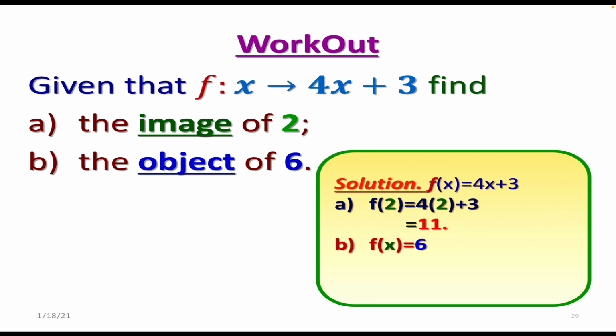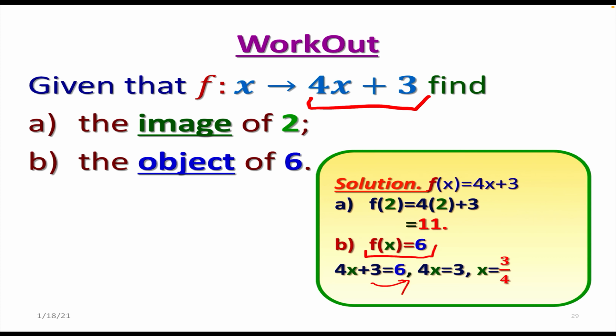Now, part B is the opposite: we need to find the object of 6. That means we are given an image, 6, and we need to find the corresponding object. So let's put f of x equals 6, and instead of f of x, we use the definition. f of x is 4x plus 3, so we set 4x plus 3 equal to 6 and solve this basic linear equation for x. Subtract 3 from both sides and we get 4x equals 3. Now we isolate x by dividing by 4, and we're left with x equals 3/4. That's the object of 6 under this mapping.